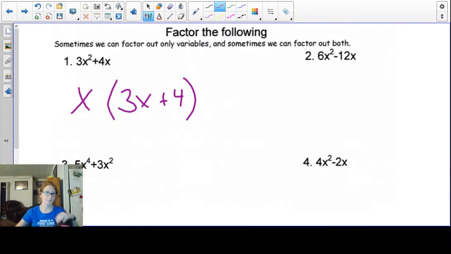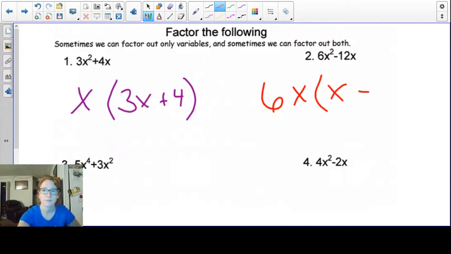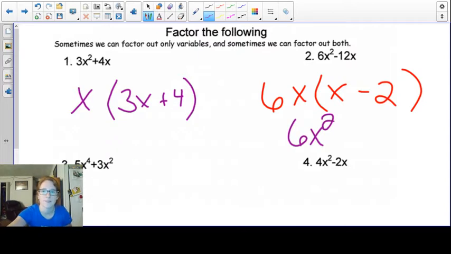Is that it? Can I divide more than just numbers, or can I divide out x's too? Good. I can take out a 6 and I can divide out an x. So when I take 6x squared divided by 6x, I'm left with 1x. Negative 12 divided by 6x will just give me 2. Now let's check it. Does it work? If I multiply that guy back through, I have 6x squared. And then 6 times negative 2 is negative 12. Bring that x with.